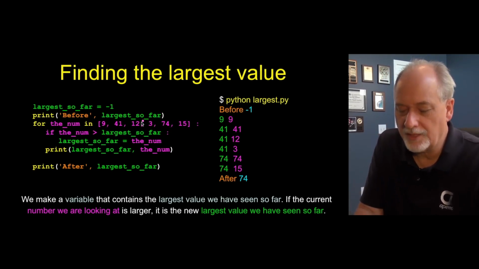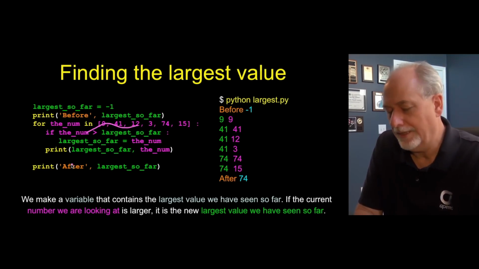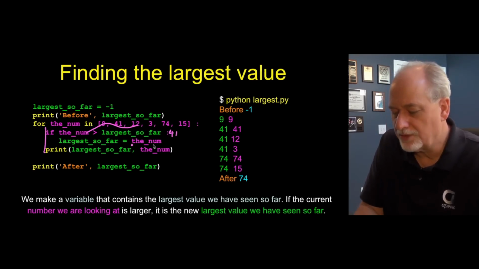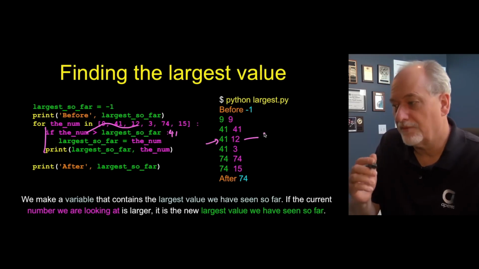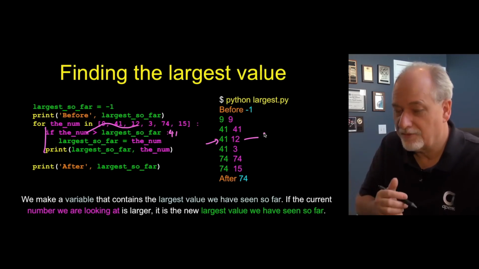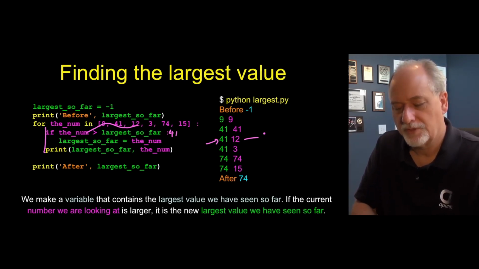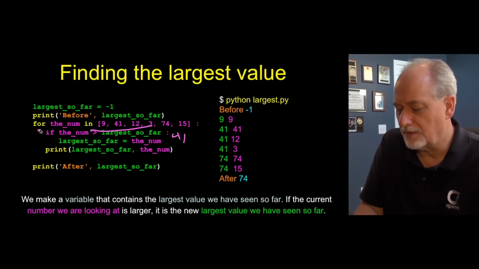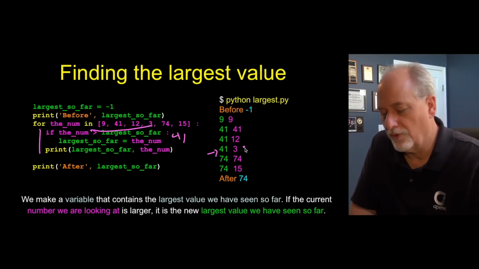Now we're going to run the loop again with 12, okay, and you get the idea, I hope. Is 12 greater than 41, which is the largest we've seen so far? And the answer is no, it is not, so we skip. So the largest so far stays 41 even though we saw 12, meaning we're sort of like ratcheting up, but we never ratchet back down. So we run it again with 3 and 41, and we skip this, and then the largest so far is 41 even though we just saw 3.